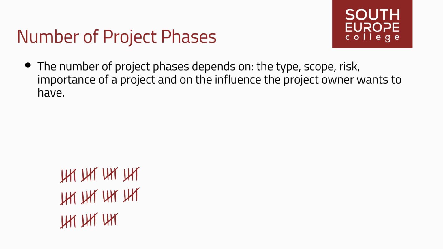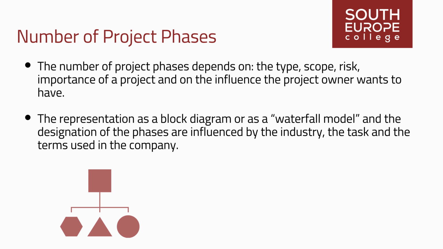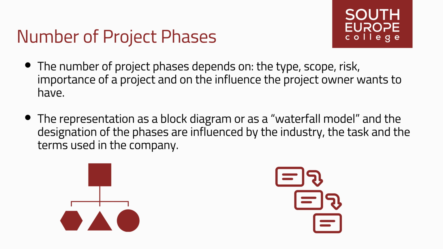The number of project phases and also the formalism with which they are handled depend considerably on the type, scope, risk, and importance of a project, and also on the influence the project owner wants to have. Smaller projects can be seen through with a smaller number of phases and less formalism. The representation as a block diagram or as a waterfall model and the designation of the phases are influenced by the industry, the task, and the terms used in the company.